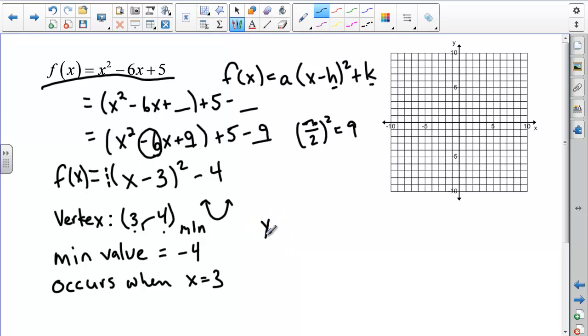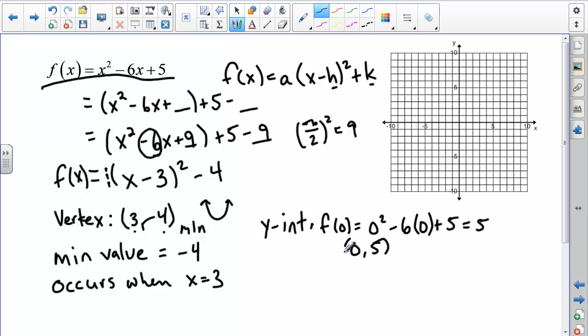The y-intercept's real easy based on our initial formula up here, f of x equals x squared minus 6x plus 5, because that's when x is 0. And so if I do f of 0, I get 0 squared minus 6 times 0 plus 5, which is really just 5. And so our y-intercept is (0, 5).